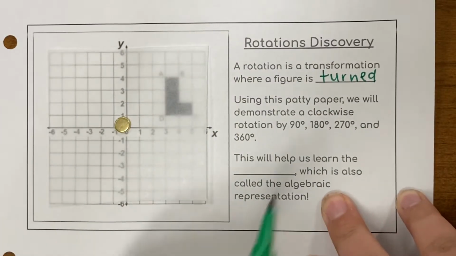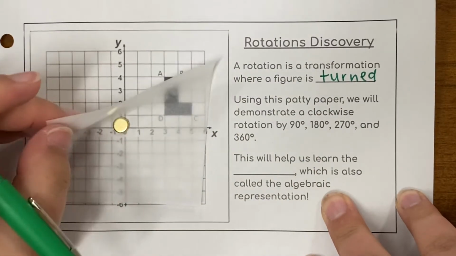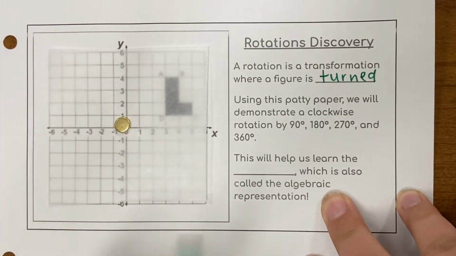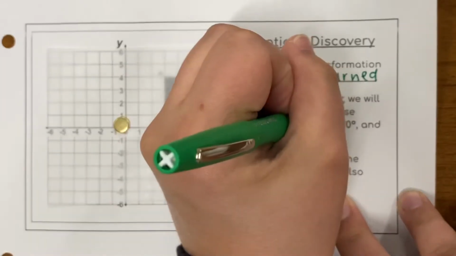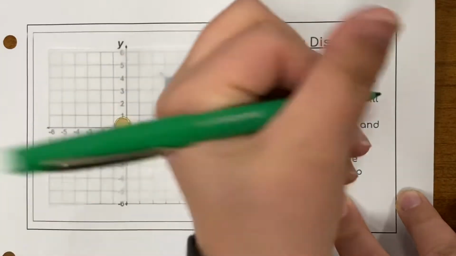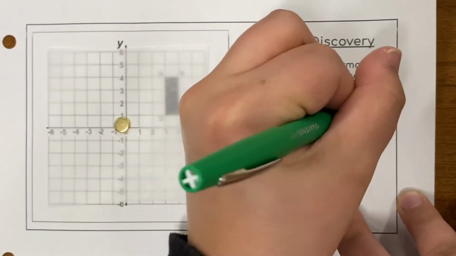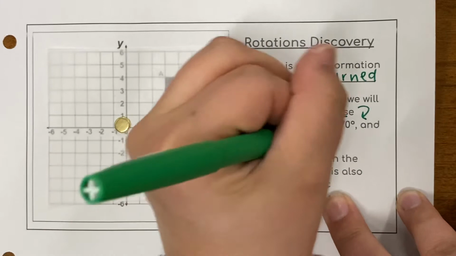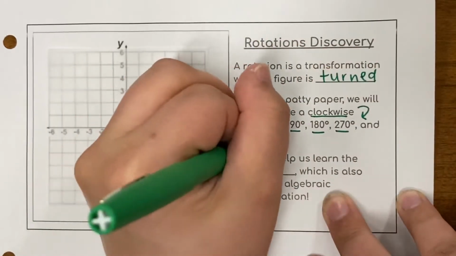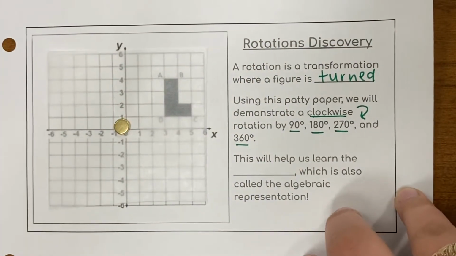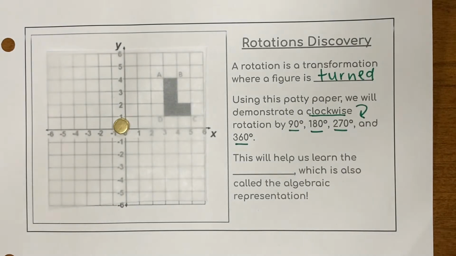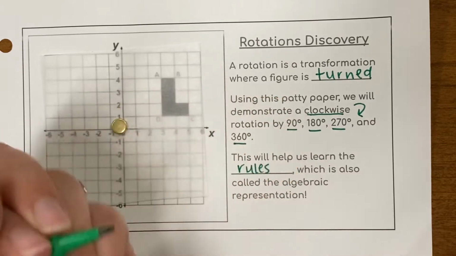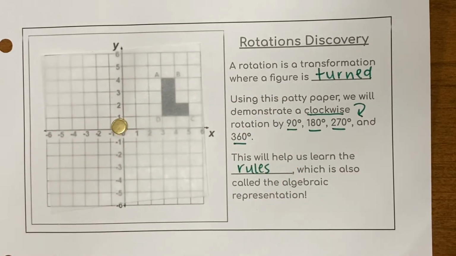In this case, we're going to be using the patty paper, which is this transparent paper right here that I have already branded to the notes. We will demonstrate a clockwise rotation. Clockwise, it turns in the same way as a clock, so it goes to the right. And then we're going to do rotations by 90 degrees, 180 degrees, 270 degrees, and 360 degrees. By doing this, it'll help us learn the rules, which is also called the algebraic representation.